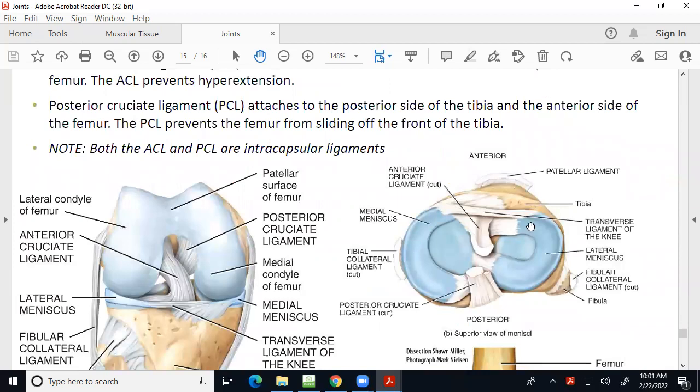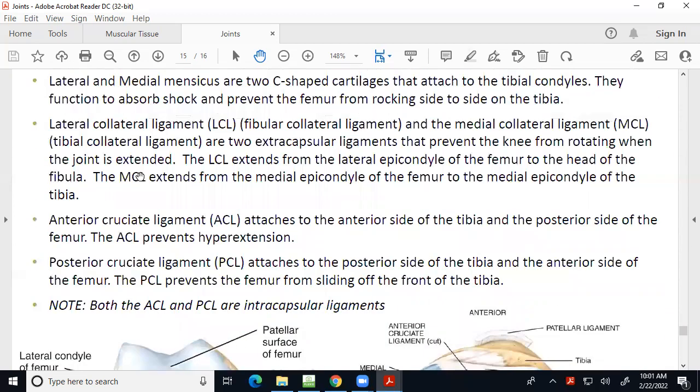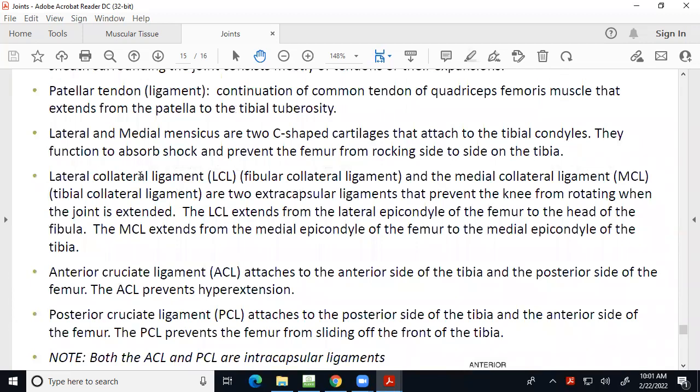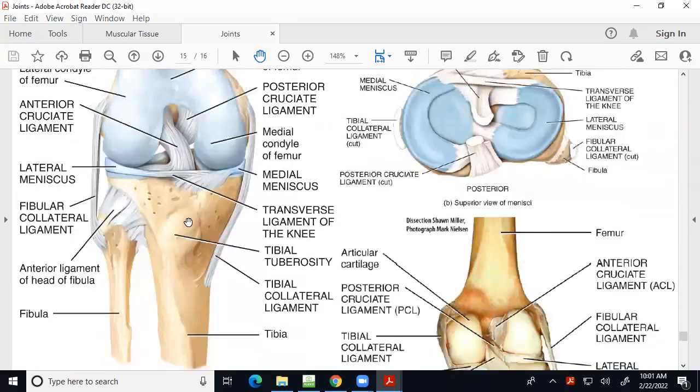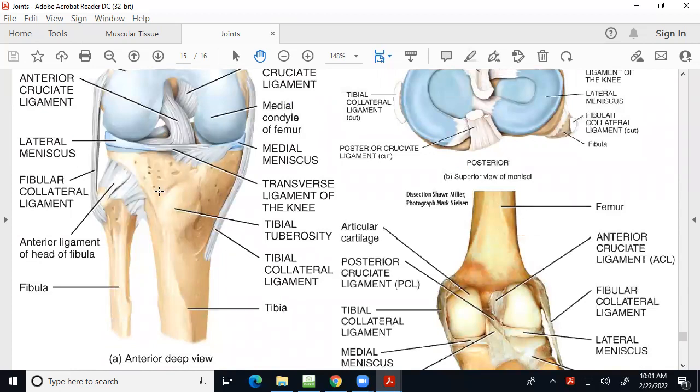You can see here from above what their shape is like, okay? And they are pads of fiber cartilage that are very important for shock absorption and preventing the femur from rocking side to side on top of the tibia, okay? Now, looking at our anterior deep view, the one you need to know for the exam, it's kind of tough to tell them apart. I mean, the medial looks smaller, when in actuality it's not, okay? We just can see the lateral a little bit more easily on the left side here.